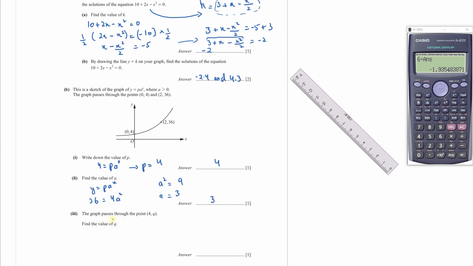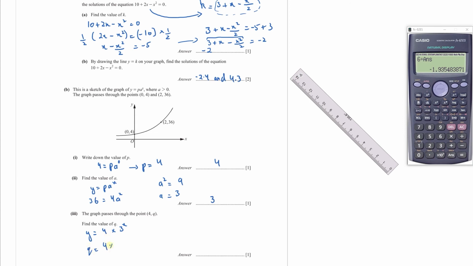Part 3: the graph passes through the point (4, q). Find the value of q. You have this equation now: y equals P, which is 4, and a, which is 3. So y equals 4 times 3 to the power x. Now you're given that the point is (4, q), so the y value is q. I'll substitute y equals q here.